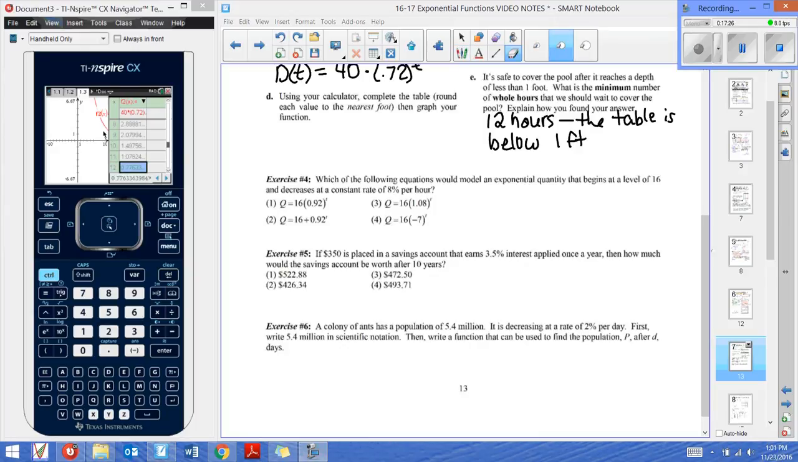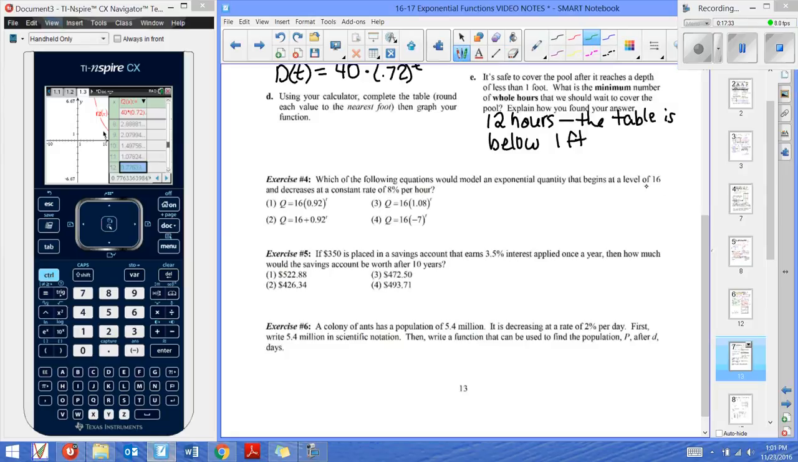Moving on to exercise 4, it says which of the following equations would model an exponential quantity that begins, so here's our y-intercept, we start at 16, and decreases at a rate of 8%. Well, let's take away 8% from 100, we end up getting 92%, which is the equivalent of 0.92. So this is a number that we're looking at. This is our multiplier because per means multiply, per hour.